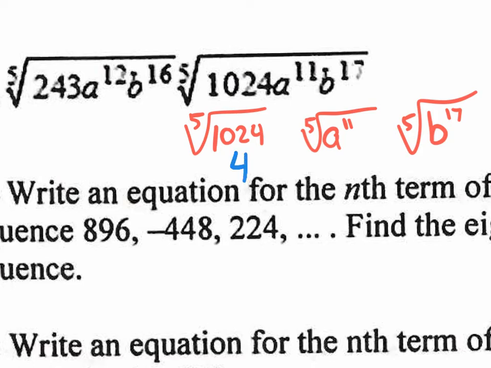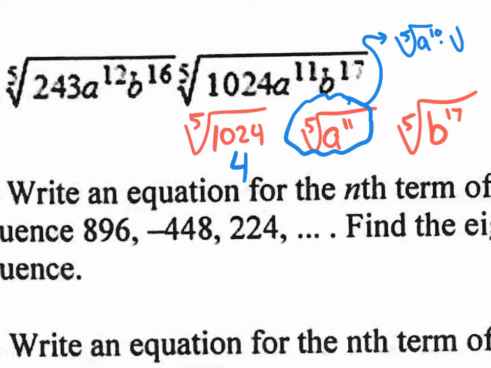And now for this one right here, I want that 11 to be a multiple of 5. So I'm going to rewrite it as the fifth root of a to the 10th times the fifth root of a. So the fifth root of a to the 10th, what is that? It's a squared. And then the fifth root of a up there, we're just going to put in our answer as a radical.